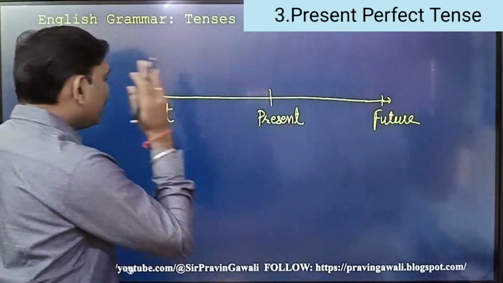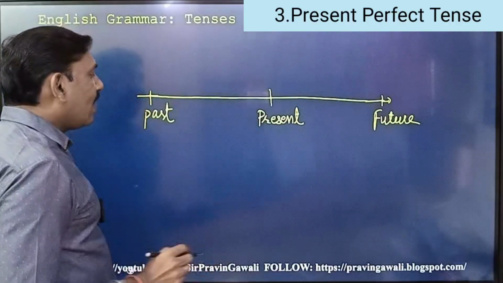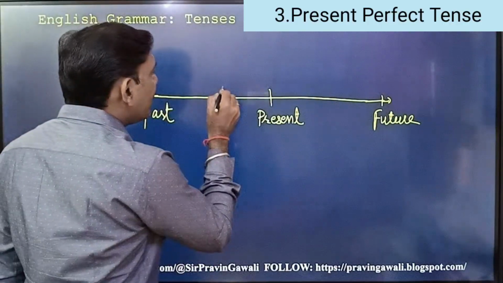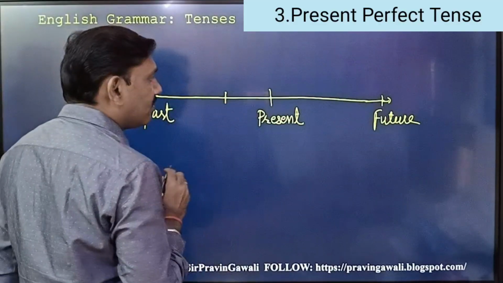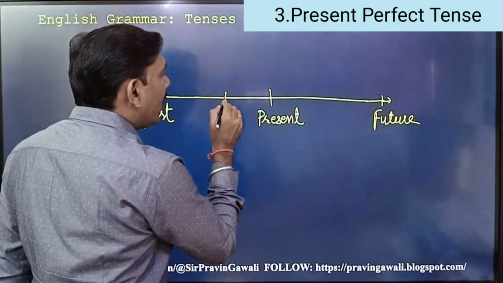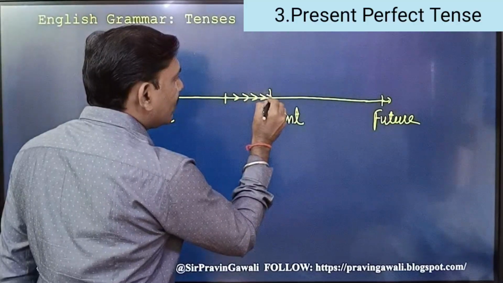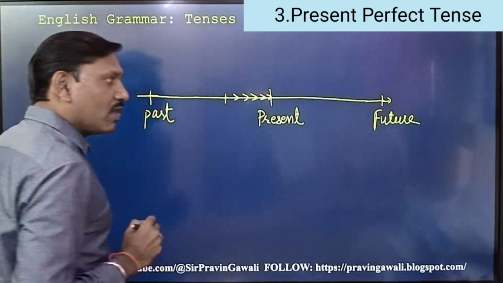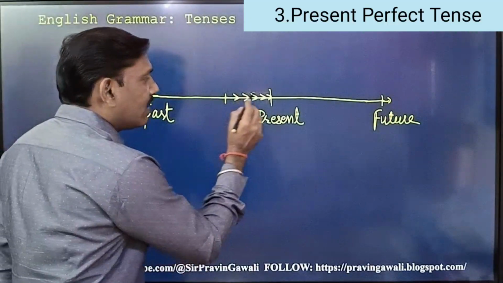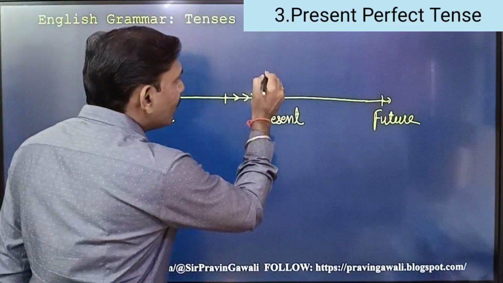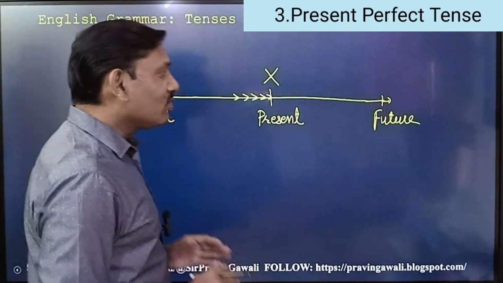Now students, see here, this is past time, this is present time, and this will be future time. For example, here it may be the action started here in past time or before the present time, and it continues here and it finishes at the present time. Okay students, action taken in the past continues till the present, and here we see that the action has finished now. Have you understood this much?